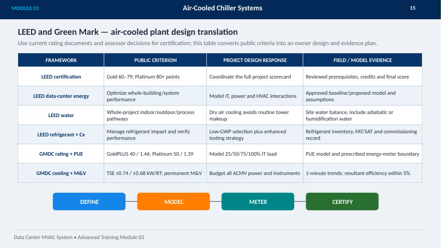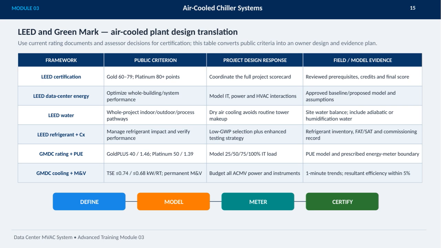This slide focuses on translating LEED and Green Mark certification requirements into actionable air-cooled plant design strategies for data center MVAC systems. The framework here breaks down public certification criteria into specific project design responses and associated field or model evidence. For LEED certification, achieving gold or platinum status depends on coordinating and optimizing the entire project scorecard, including energy performance models that integrate IT, power, and HVAC interactions.